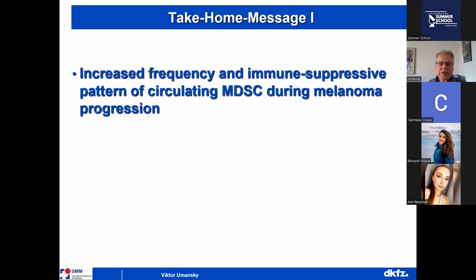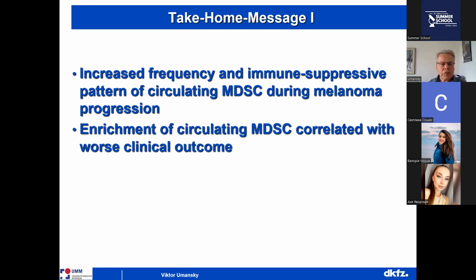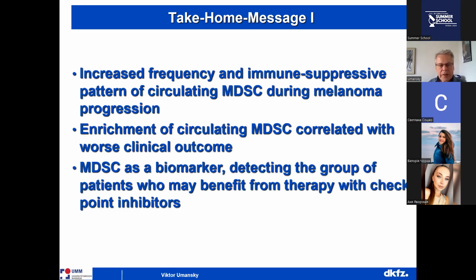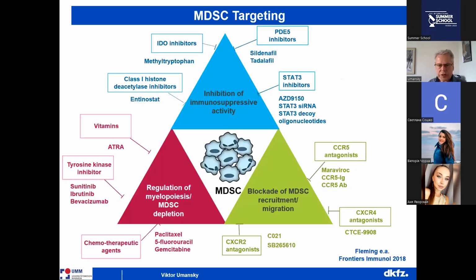So the take-home message: one, increased frequency and immunosuppressive pattern of circulating MDSC is important during melanoma progression. Then, enrichment of circulating MDSC correlated with the worst clinical outcome, and MDSC can be used as a biomarker for patients who can benefit from therapy with checkpoint inhibitors.